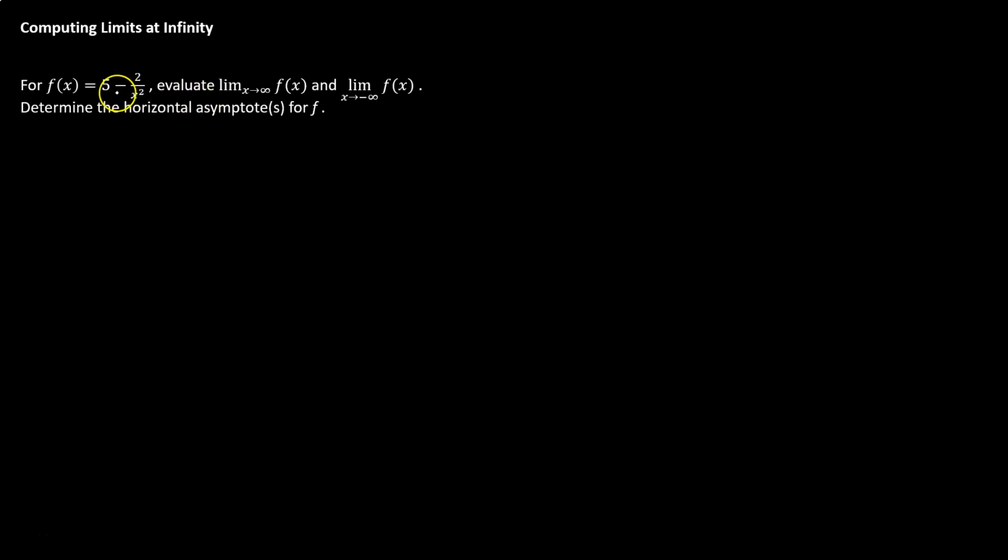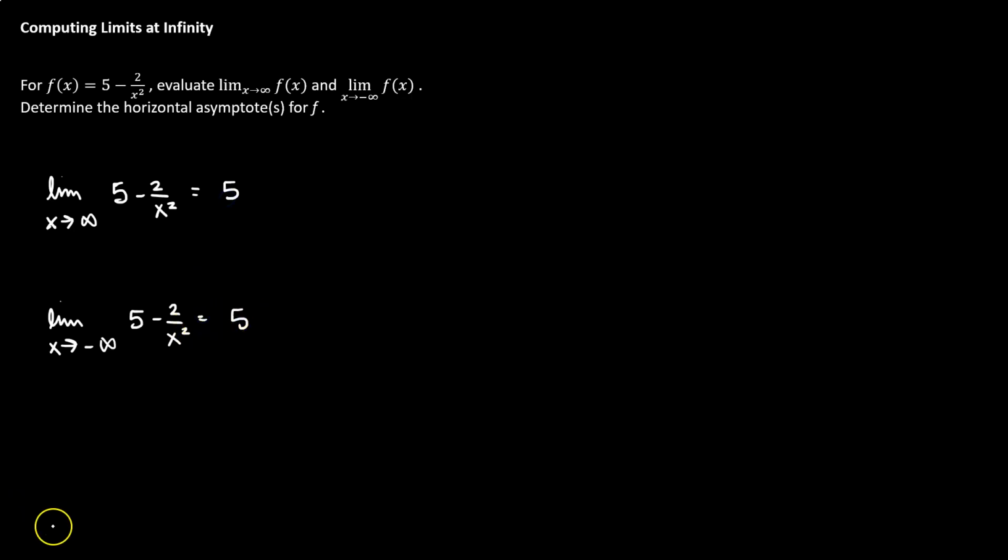Let's practice computing some of these things. So for the function 5 minus 2 over x squared, we're going to evaluate each of the limits where x is approaching positive infinity or x is approaching negative infinity. So let's go ahead and plug our functions in. Remember, we said that the limit of a constant is always equal to that constant, so we can quickly just copy the 5 over. It's the 2 over x squared term that requires some attention.